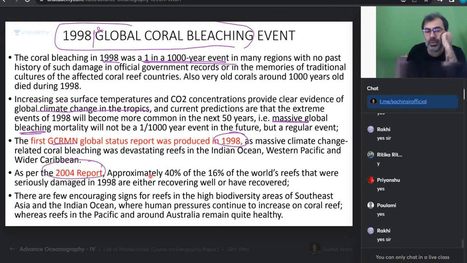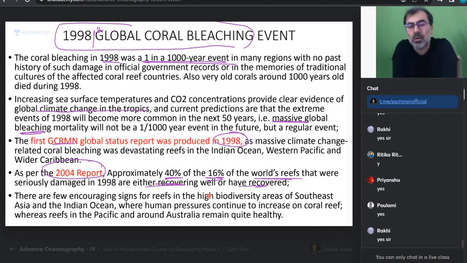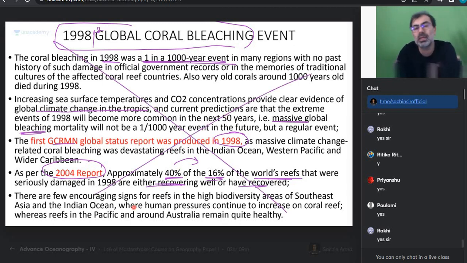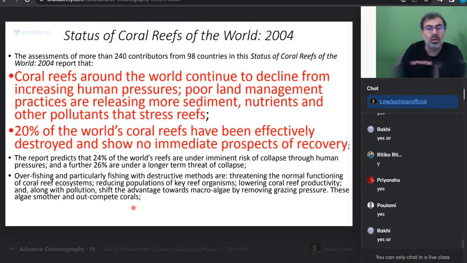As per the 2004 report, approximately 16% of the world's reefs were damaged, and 40% of that damage had recovered or was recovering. These are a few encouraging signs. So forget this, not needed. Some of you are saying, will I be able to remember? Just telling you, 1998 was the event.